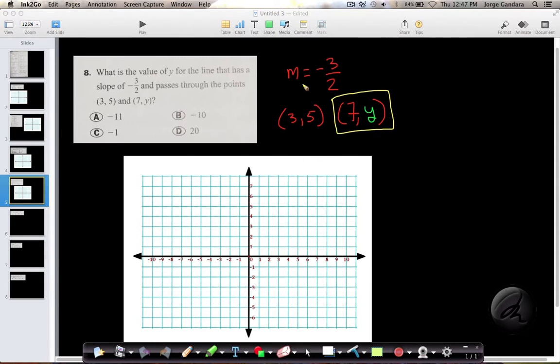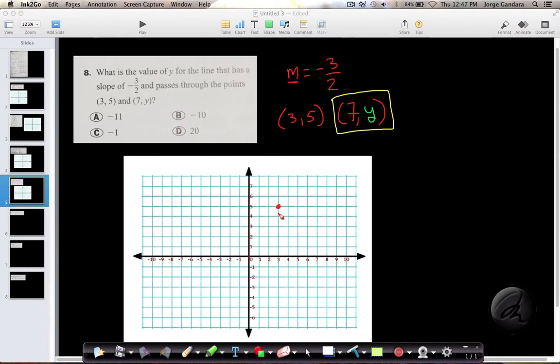So I'm going to use the information that I do have to help me find what this particular point could be. Let me start off with my first point, which is (3, 5). So that's positive 3 and positive 5. There's my first point. And I also know my slope, which is negative 3 over 2. So I can use that to make an actual line.